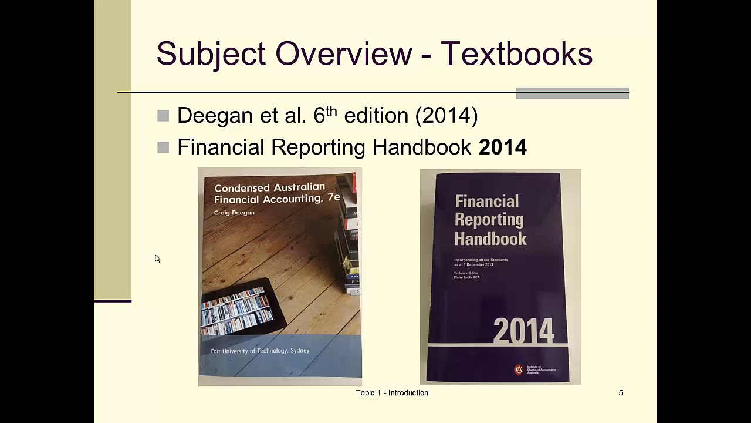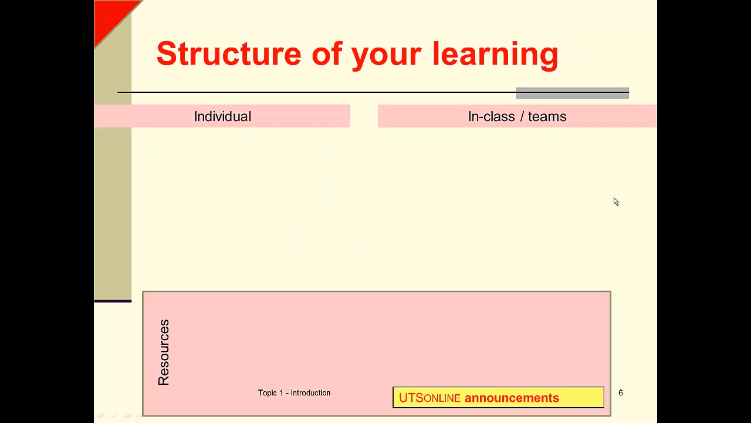People always ask me, will previous editions do? Look, things change, problem numbers change. You may end up doing the wrong work or understanding the material incorrectly if you look at a previous version. Okay, so that's the text you need. Deegan Condensed Australian Financial Accounting. And we will have self-study problems that you need to work through. Almost all of those self-study problems are set from the Deegan text. So it is essential that you get that.